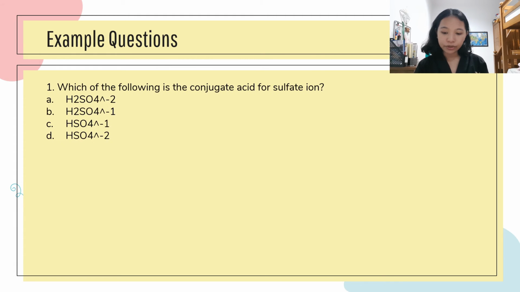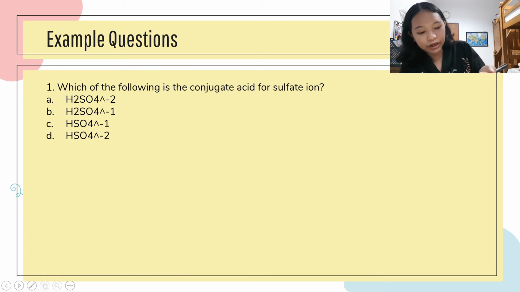Okay, so for the first question, which of the following is the conjugate acid for sulfate ion? Okay, guys, pause and play when you're finished. Okay, let's answer together. Which of the following is the conjugate acid for sulfate ion?